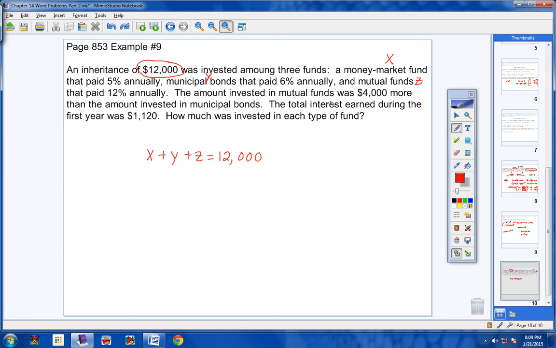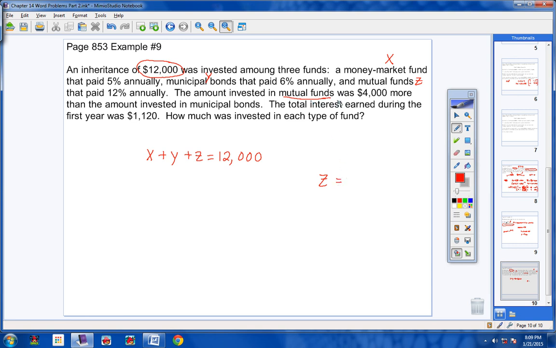Now, please just learn to read the sentence and write the equation. Now watch. Mutual funds. Well, what is mutual funds? Z, right here. So mutual funds, I'm going to put a Z. The mutual funds were, or is, or was. They're all forms of the word is, just past, present, future. Is means equals. So mutual funds is, or mutual funds were, or mutual funds was. That means equals. So put an equal sign.